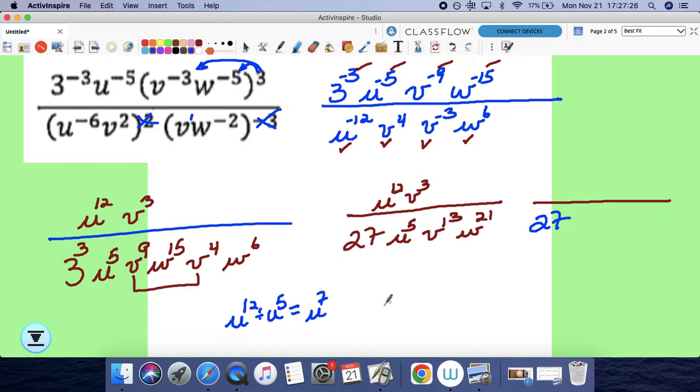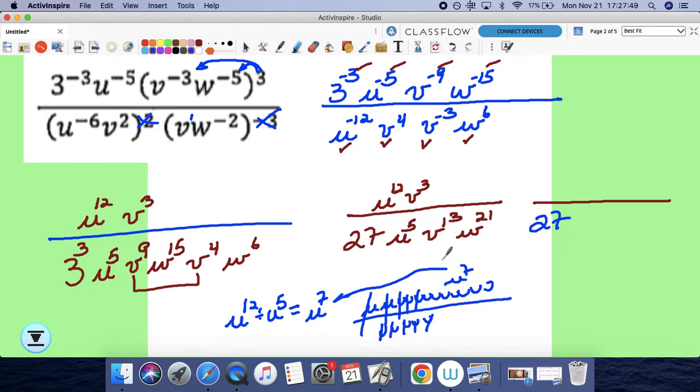Another way of thinking about this is 1, 2, 3, 4, 5, 6, 7, 8, 9, 10, 11, 12. There's 12 u's being multiplied with themselves, and then 1, 2, 3, 4, 5 u's in the denominator. Simplify, right? If you simplify, what do you have left over? 1, 2, 3, 4, 5, 6, 7 u's here. So notice that these answers match, right? So u to the 12 and u to the 5th becomes u to the 7th, but in the numerator.